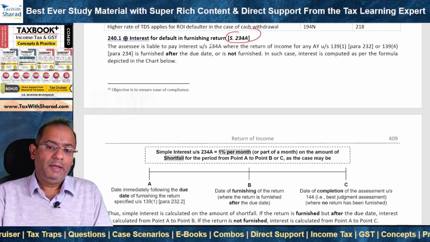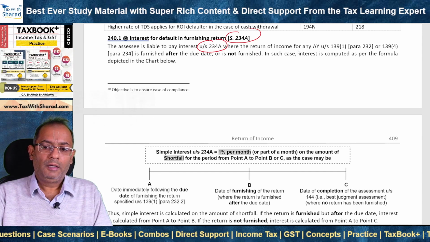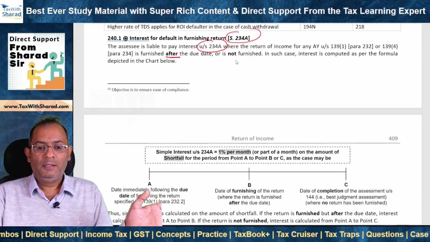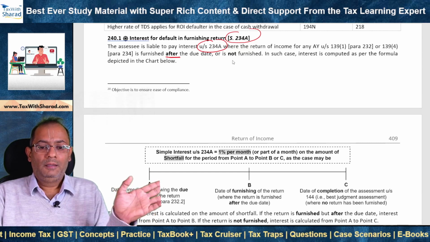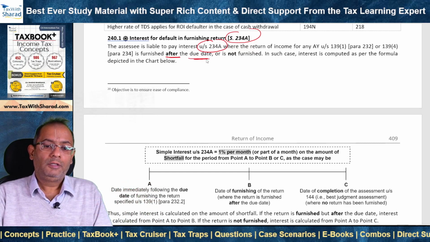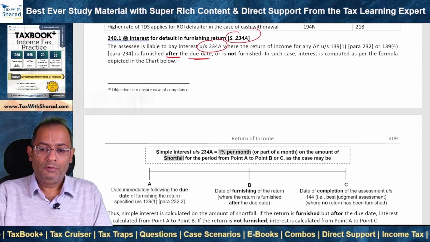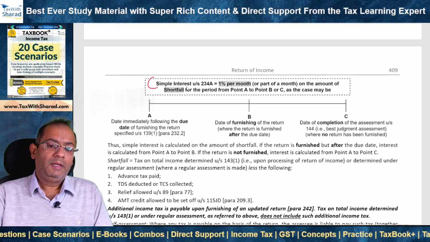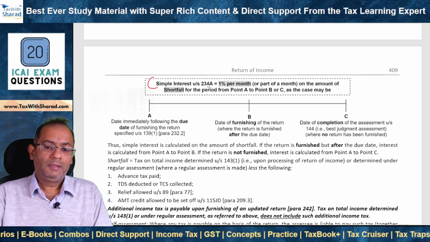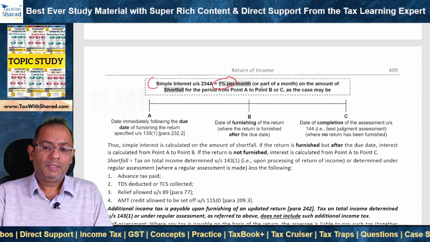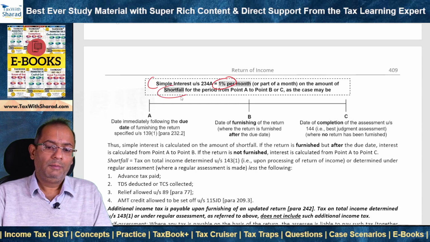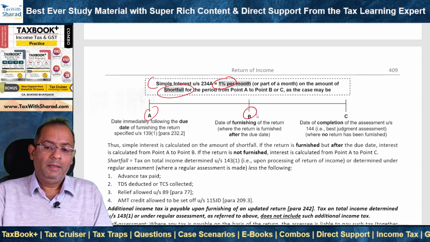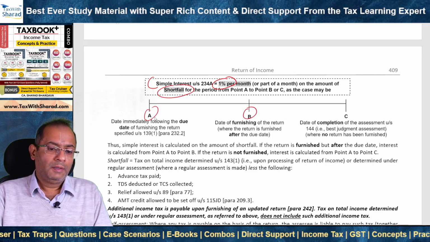The assessee is liable to pay interest under section 234A where the return of income for any assessment year is furnished after the due date or is not furnished. In the context of furnishing of updated return, the assessee will be furnishing the updated return after the due date, and therefore interest under section 234A will arise. And what is the formula? Simple interest is applicable. Simple interest under section 234A is equal to 1% per month or part of a month on the amount of shortfall for the period from point A to point B in the context of furnishing of updated return. Point A is what?